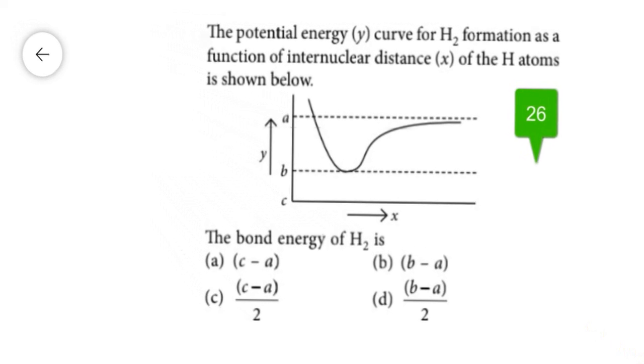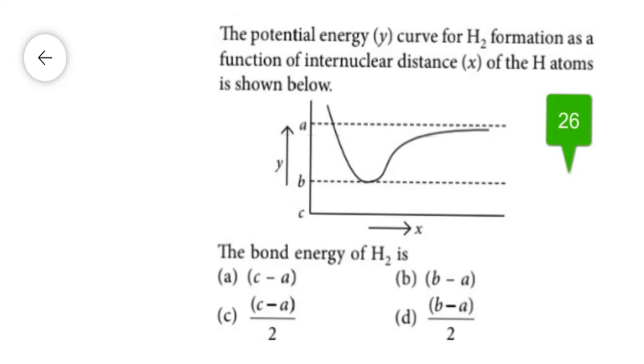Question number 26. The potential energy curve for hydrogen formation as a function of the internuclear distance x of the hydrogen atoms is shown below. What is the bond energy of the hydrogen molecule? The options are: the difference between A and B, B and A, half of C and A, and half of B and A.